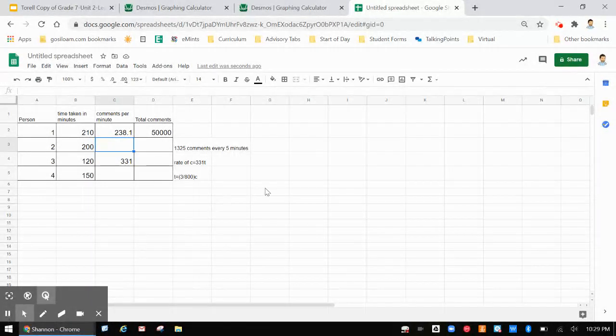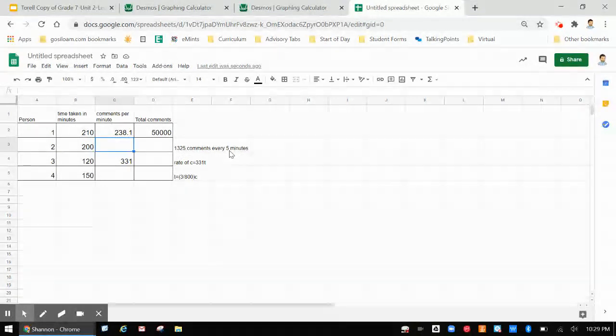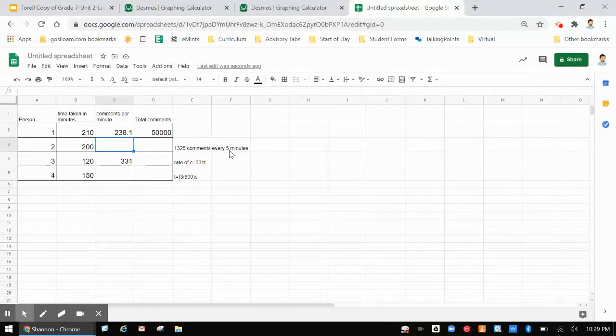All right. You said you would take the unit rate of this again and do the 1325 divided by 5. You are correct. And that would come up with 265 comments per minute. Pretty impressive.